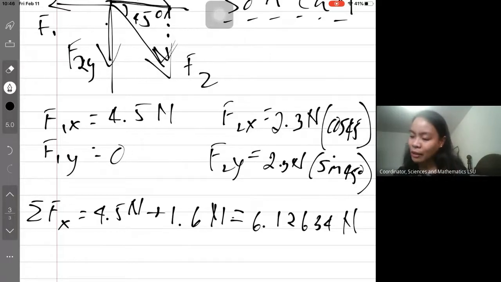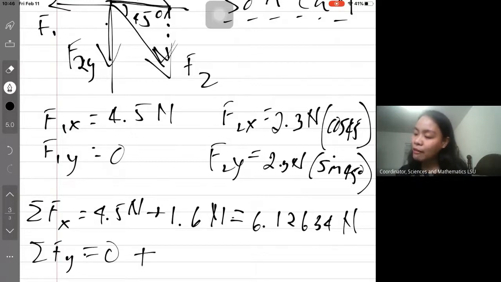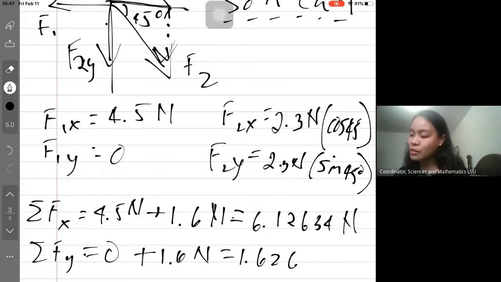Summation of forces along y: for F1y is 0. For F2y, sine 45 times 2.3. It's the same, 1.6 something. Okay, so we have 1.626 something.